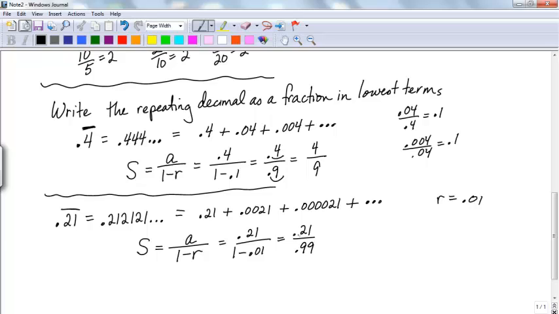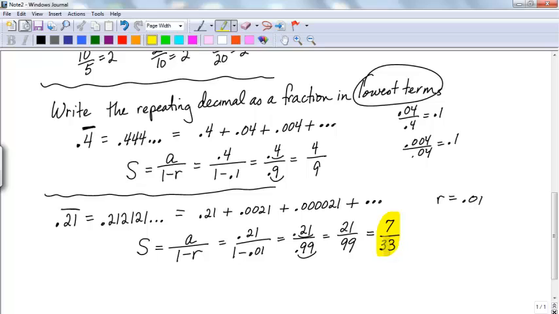And you can multiply by 100, move the decimal over. You'd have 21 over 99, but remember the direction said in lowest terms. 3 would go into 21 7 times, 3 into 99 33 times, and if you divided that out on the calculator, you would get 0.2121 repeating.